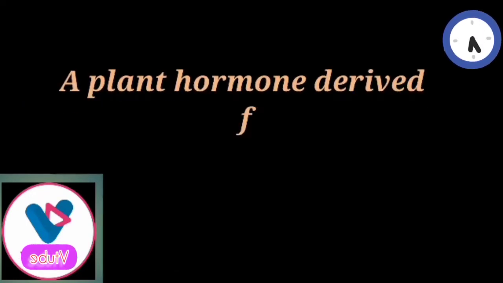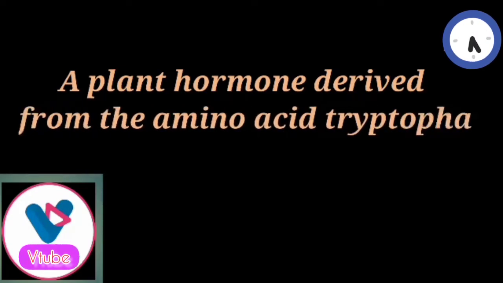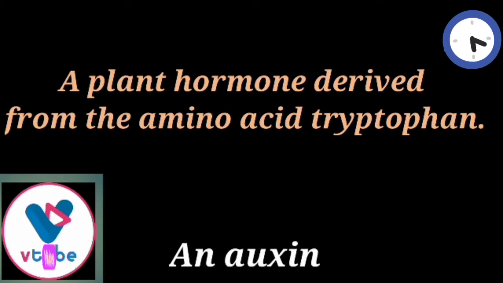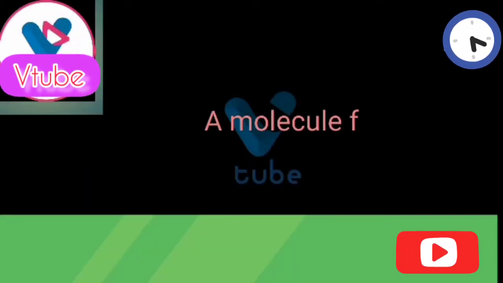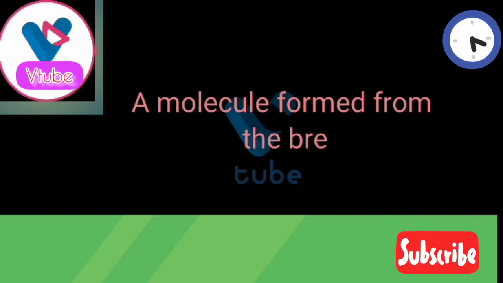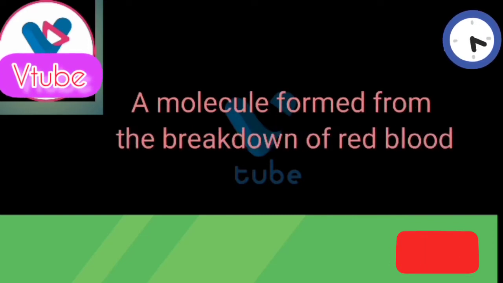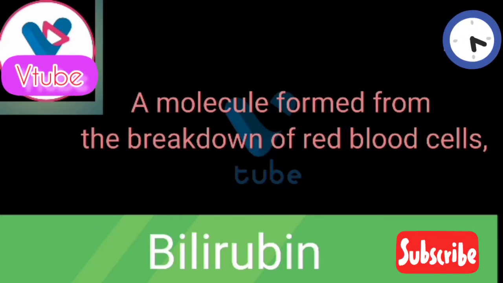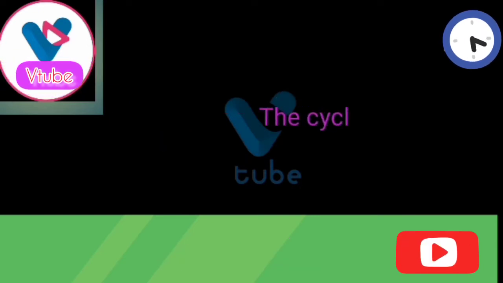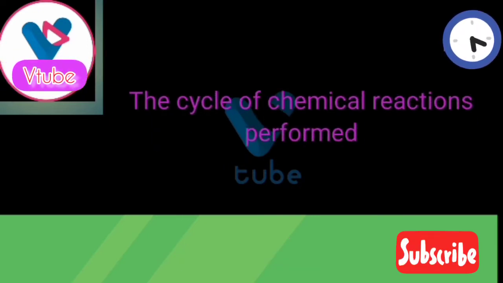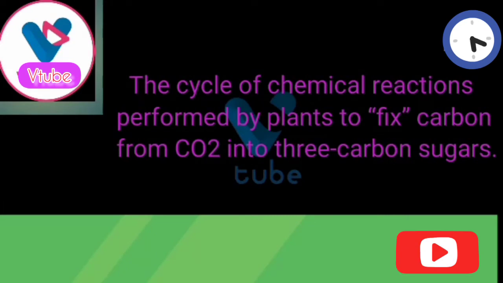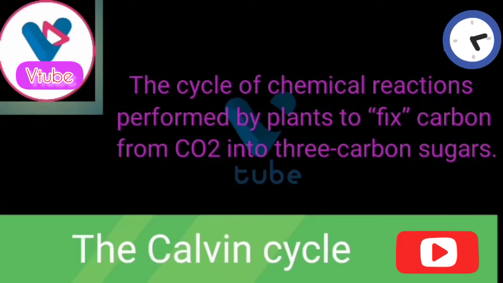A plant hormone derived from the amino acid tryptophan is called an auxin. A molecule formed from the breakdown of red blood cells is called bilirubin. The cycle of chemical reactions performed by plants to fix carbon from carbon dioxide into 3 carbon sugars is called the Calvin cycle.